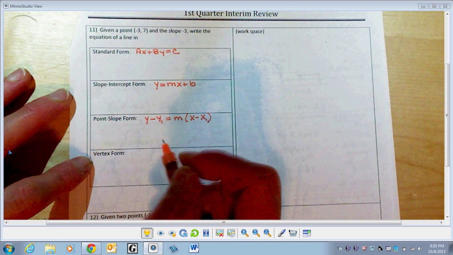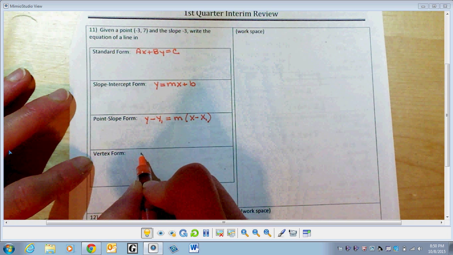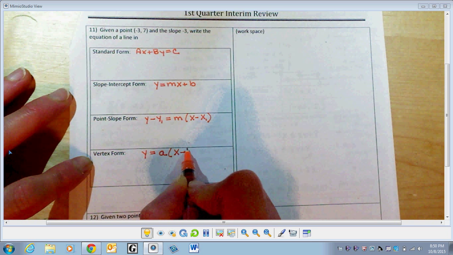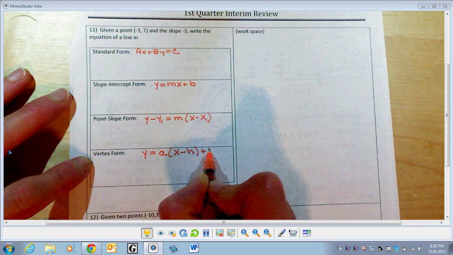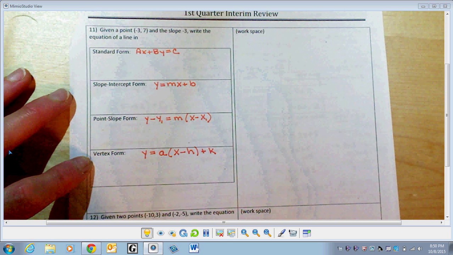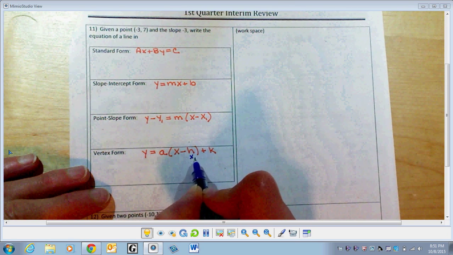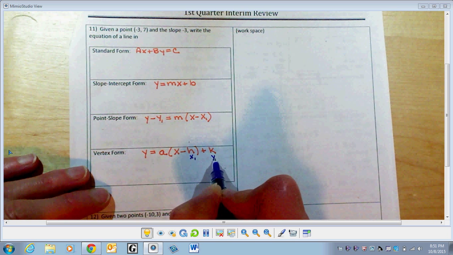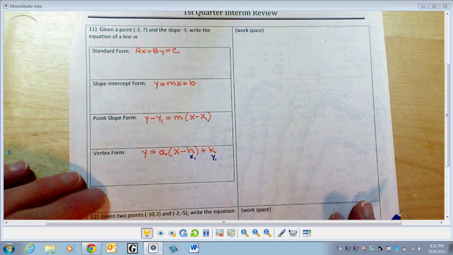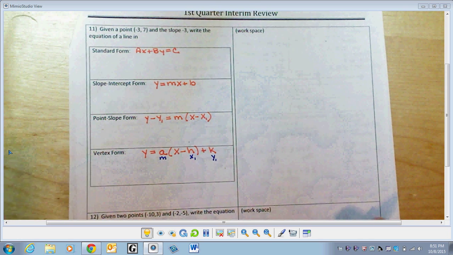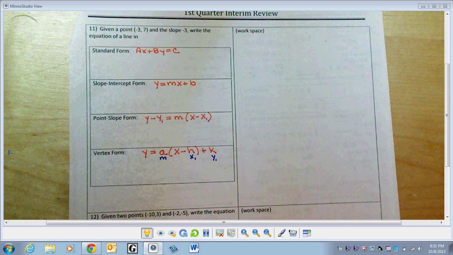Vertex form, that's where I have y is equal to my slope, which in this case we're going to call a, times x minus h, plus k. Okay? So what I want you to think about with this one is, remember that we talked about h being the same as x1 and k being the same as y1. So just keep that in mind when you're doing it. And a is the same as m for a line. It's just different letters, it just kind of looks funny.